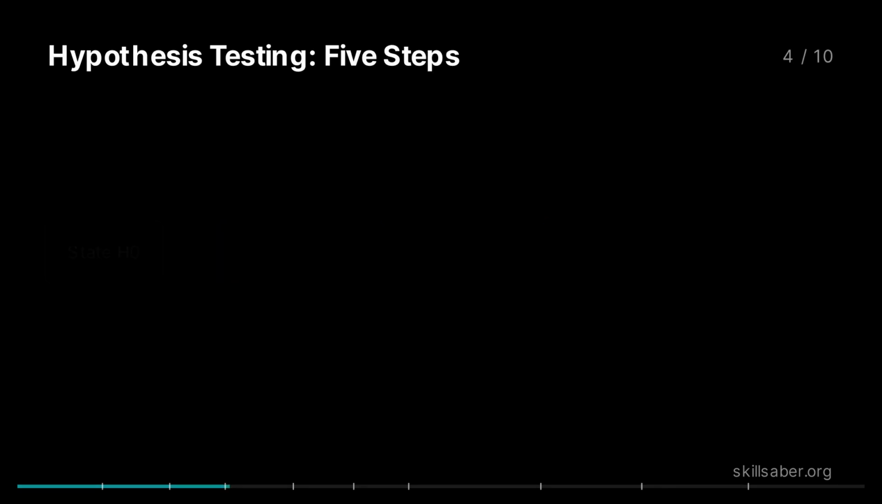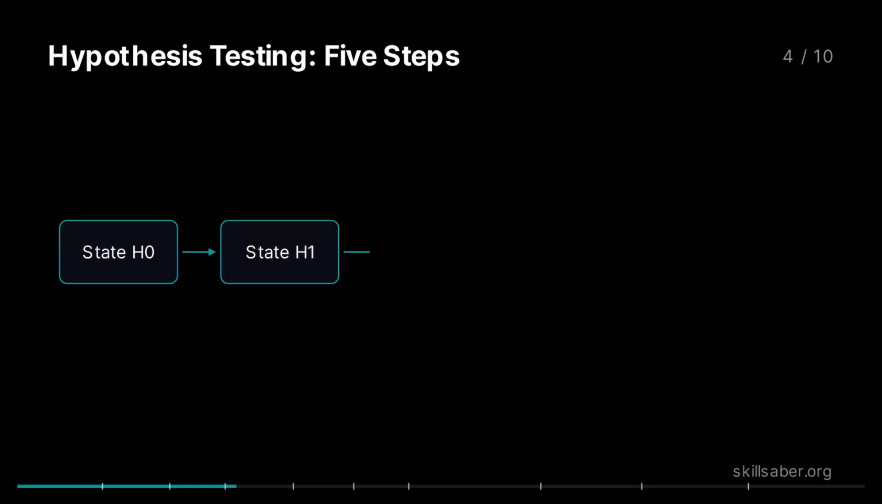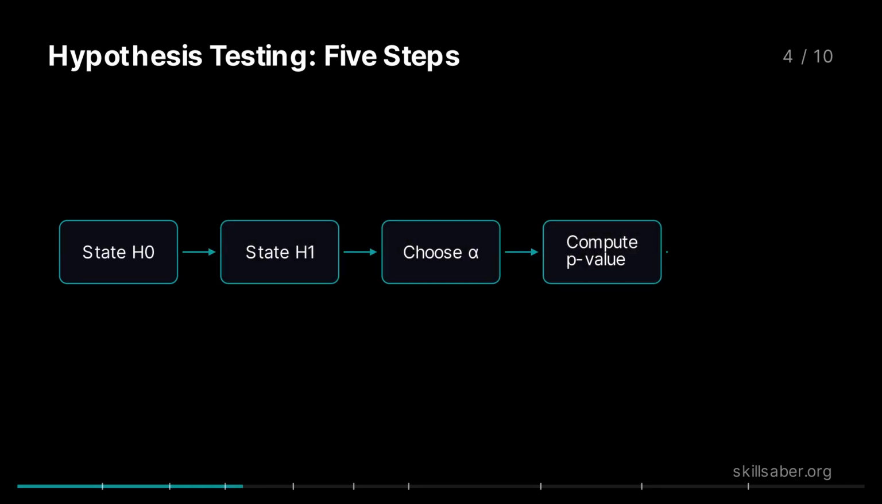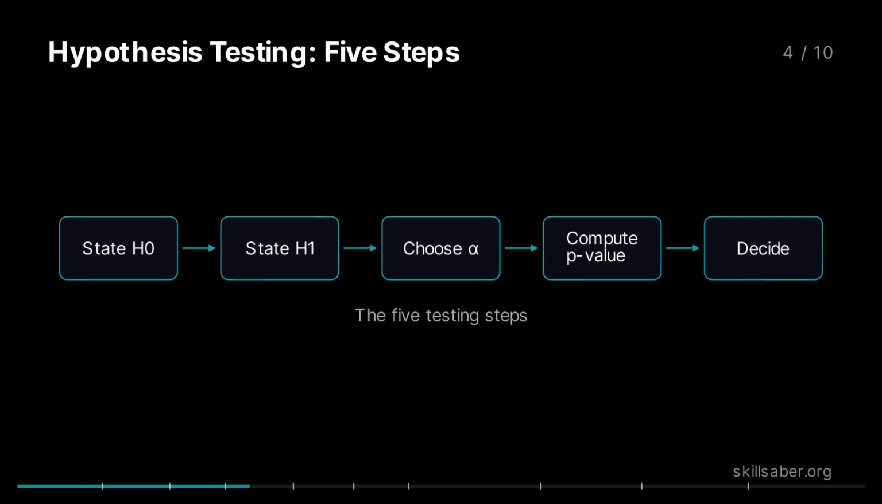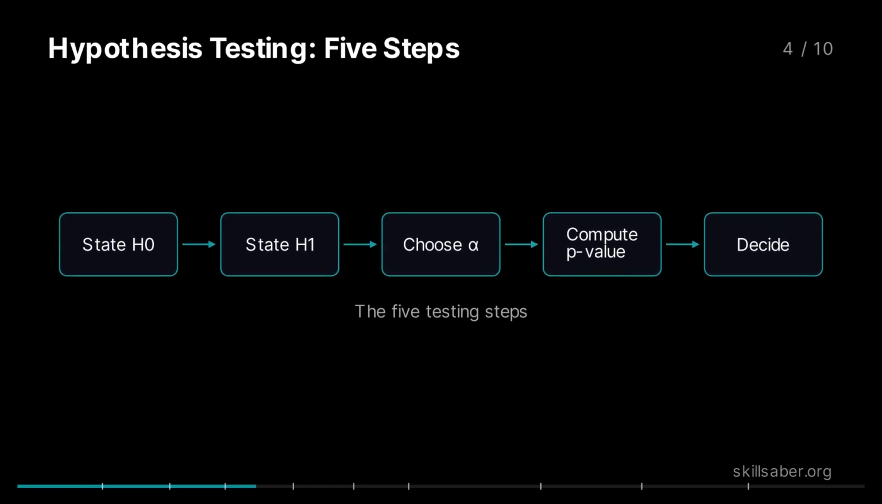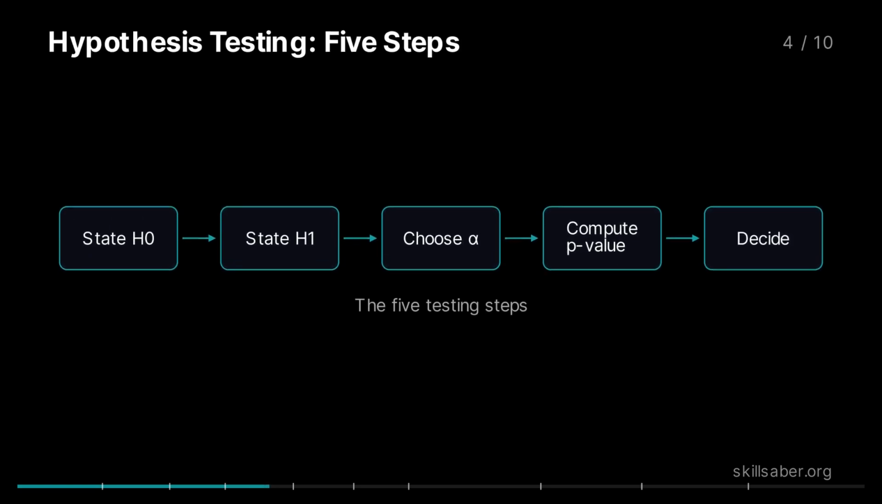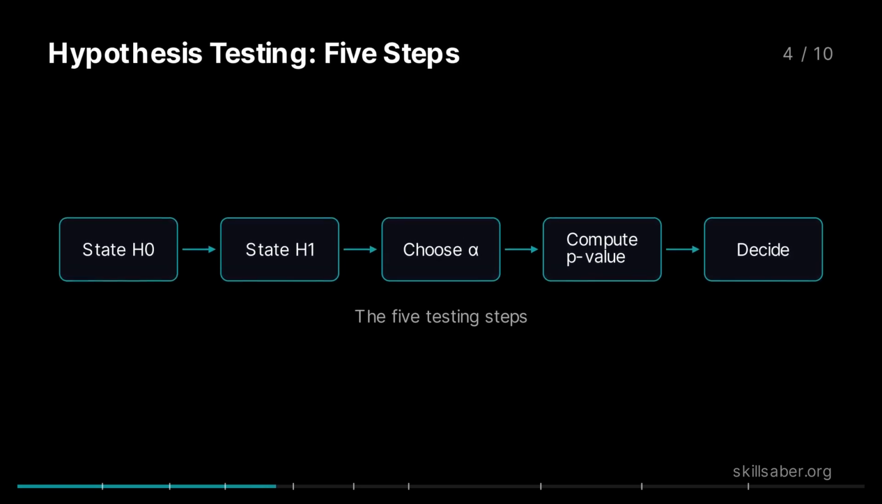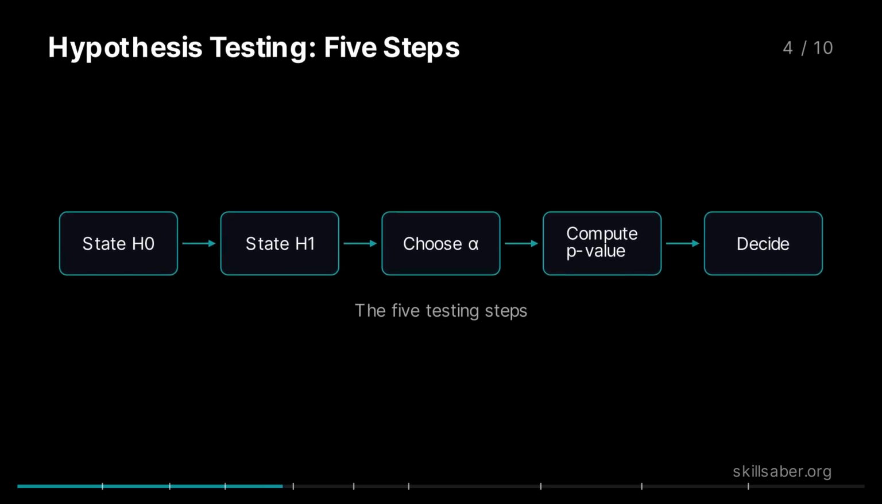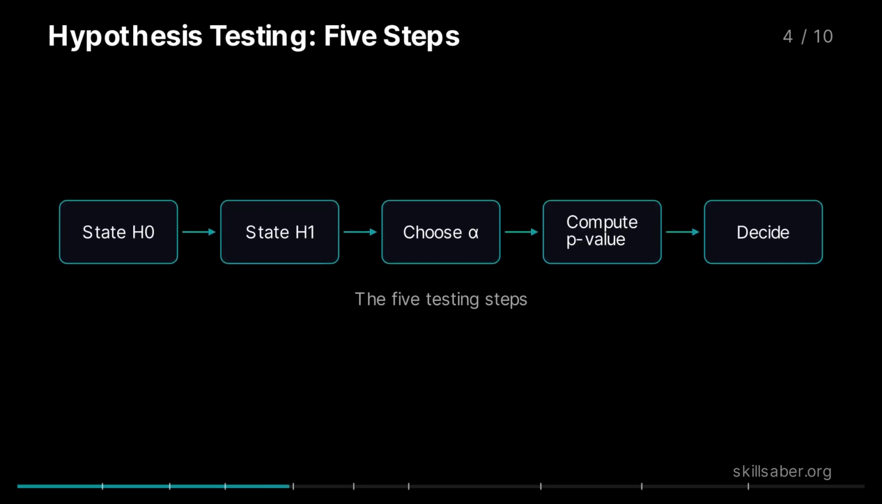Hypothesis testing is a 5-step procedure. State H0, the default of no effect. State H1, the claim you seek evidence for. Choose alpha, usually 0.05. Compute the p-value from the data. Finally, reject H0 only when the p-value falls below alpha.